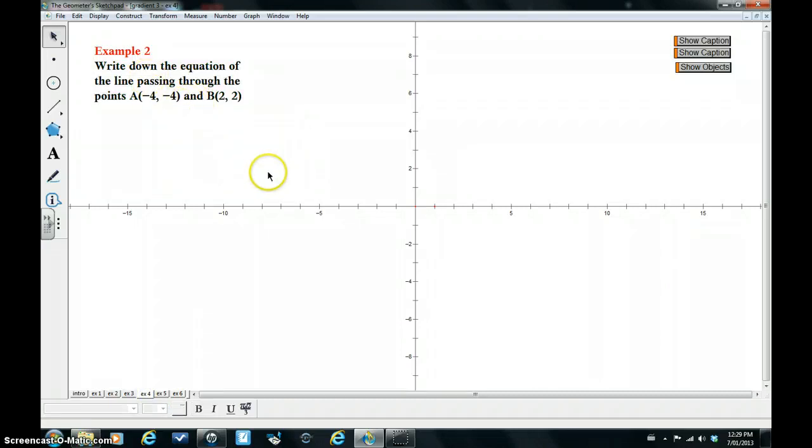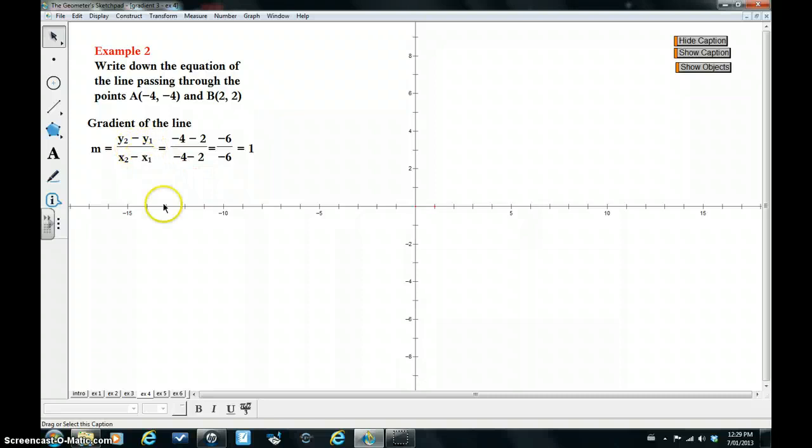Example 2. Write down the equation of the line passing through the points A minus 4, minus 4 and B 2, 2. Well, let's use a similar approach to the last example. We're going to find the gradient first. The gradient again, we're going to do it algebraically. Difference of the y coordinates divided by the difference of the x coordinates. And you can see we have minus 4, take away minus 2, divided by the difference of the x coordinates, which is minus 4 minus 2 again. Now this gives minus 6 over minus 6, which is 1. So the gradient's actually 1.